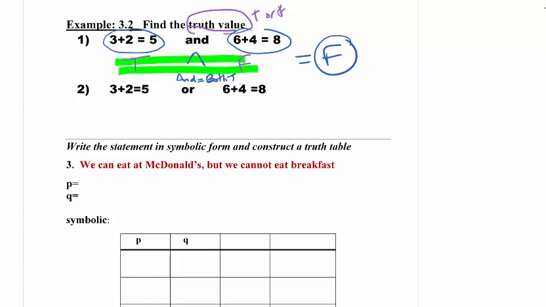So my second one here is an or, which means at least one. This is still true. This is still false. Or means at least one of them has to be true. So my answer there is true because I do have one there. Please look at the directions. Is it asking for a truth table or a truth value?